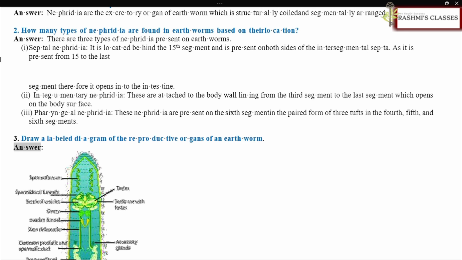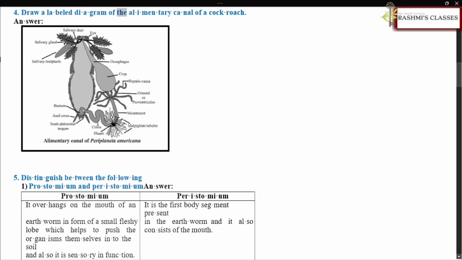Draw a labeled diagram of the reproductive organs of an earthworm. Answer. Draw a labeled diagram of the alimentary canal of a cockroach. Answer.